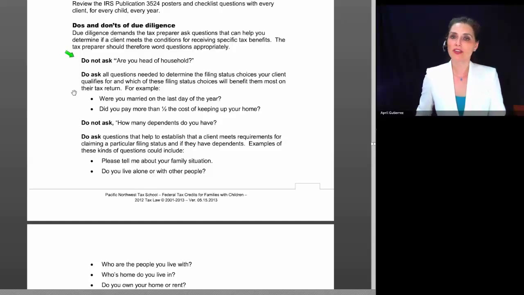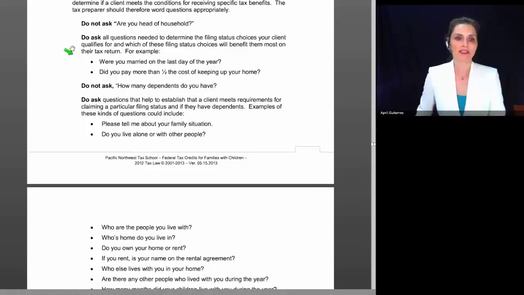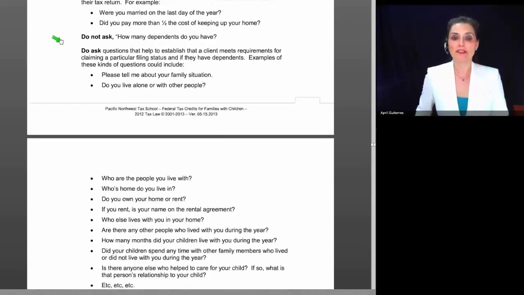So how would I determine that they qualify for head of household status? Well, I would ask questions like, were you married on the last day of the year? And if you were married, did you live with your spouse at any time in the last half of the year? Whether you're married or not, did you pay more than half the cost of keeping up the home for the year? And so on. Don't ask, how many dependents do you have?